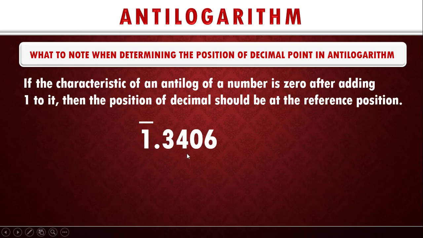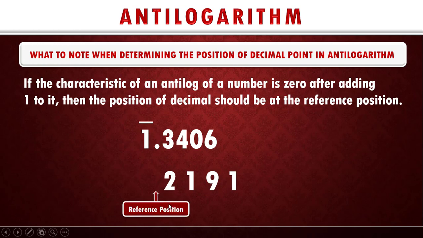Okay, for an instance, we have the logarithm of this, which is bar 1.3406. When we determine the antilog, we have the value 2191. So in this scenario, we need to locate our reference point first, and the reference position will be before these 2. So our reference position will be here before the 2. The next thing, if you look at the characteristic that we have here, is bar 1. So bar 1 means minus 1. So when we add 1 to this bar 1, that's minus 1 plus 1. That will give us 0.